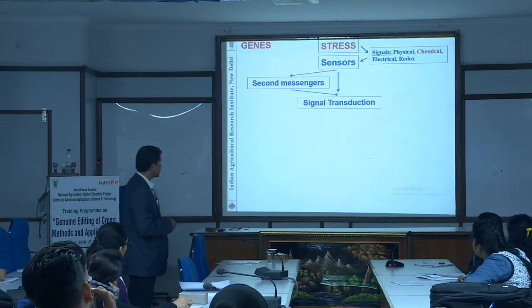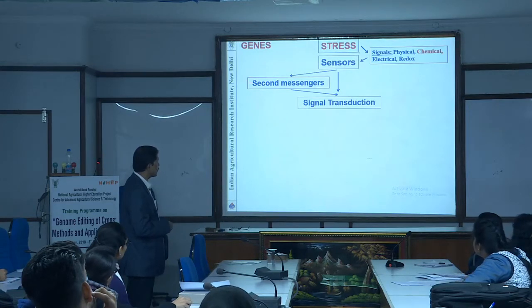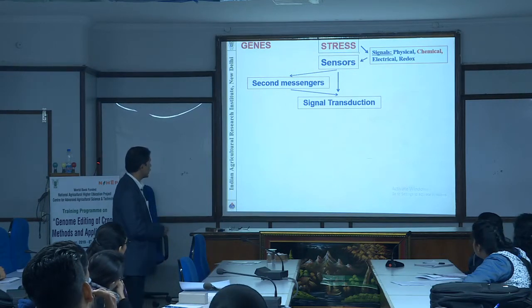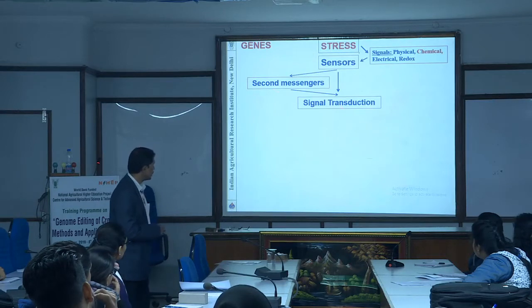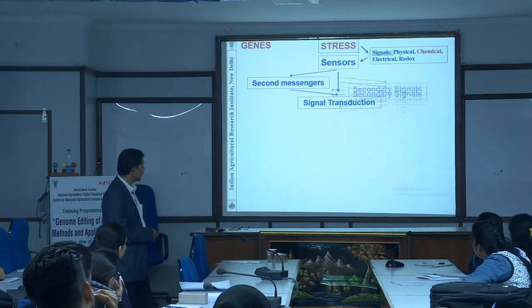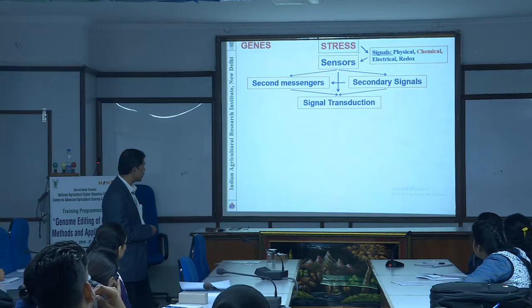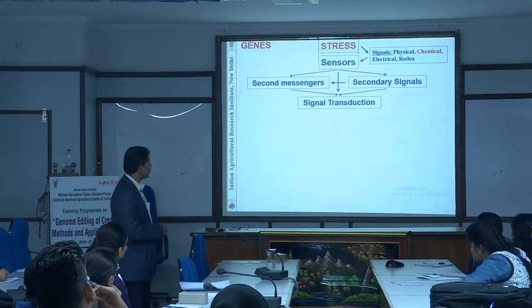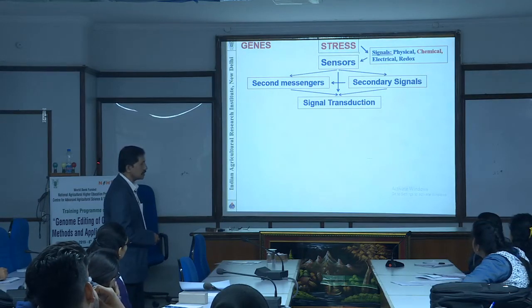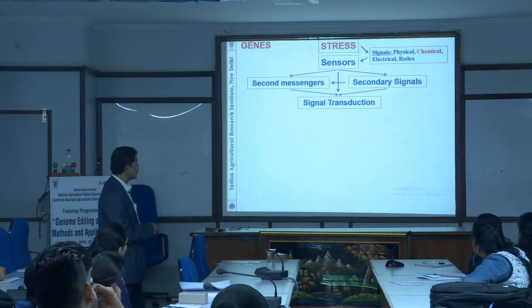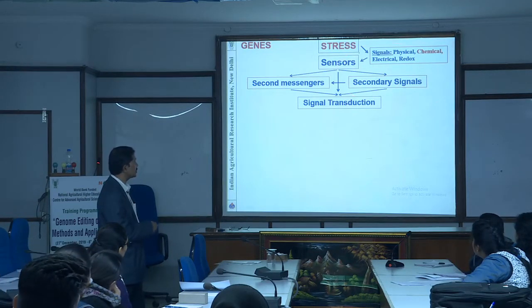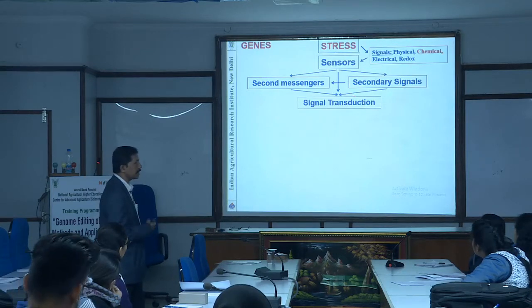So once they sense, it may be a membrane-bound sensor or it may be intracellular, it produces some second messengers, and the second messengers do the signal transduction, which you might have studied at large. And also it can produce secondary signals. Secondary signals are like ABA, which is not a direct signal of the stress, it is a secondary signal. Once the stress is there, the plant produces this secondary signal to amplify the signal transduction.